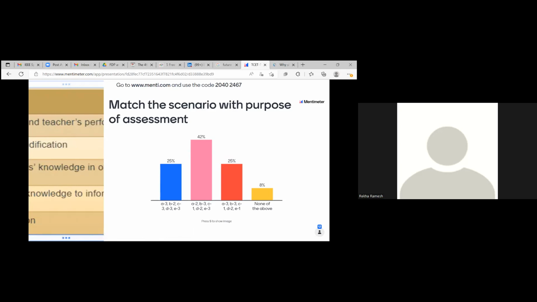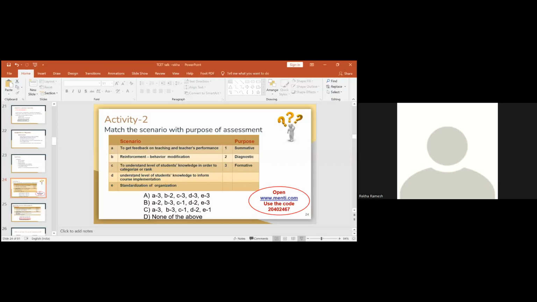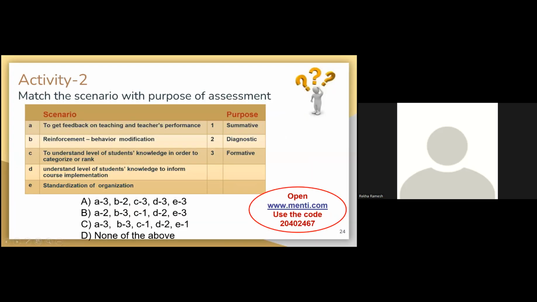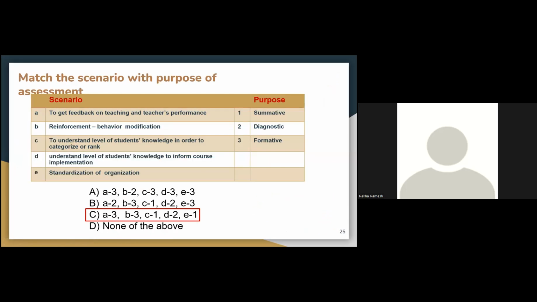So let me go to the slide. If you are not able to see the slide, let me know, please. So this is the answer. C is the answer because A is to get feedback on teaching and teachers' performance, so it has to be formative assessment. Then reinforcement or behavior modification has to be again formative assessment.